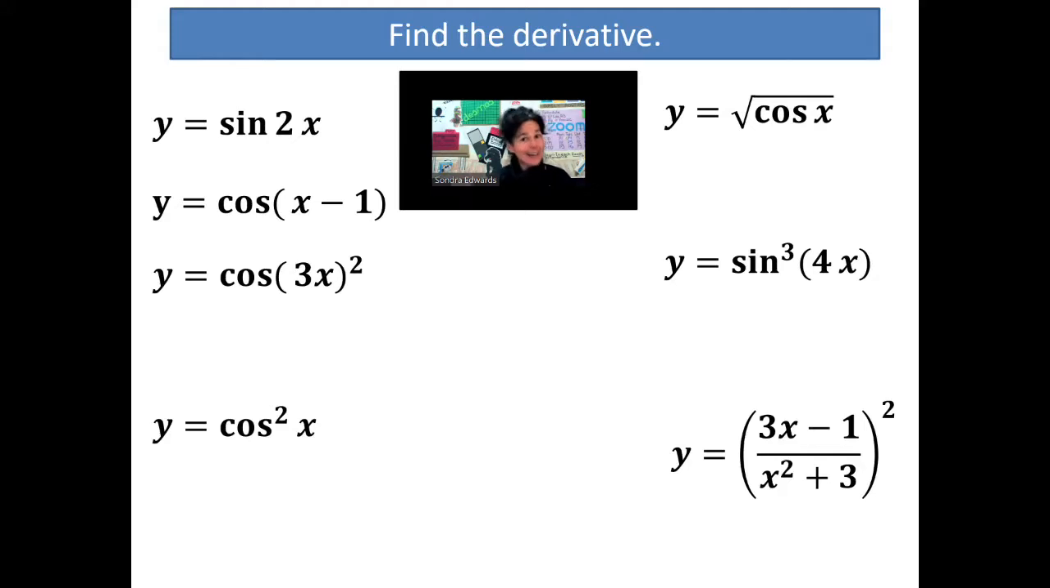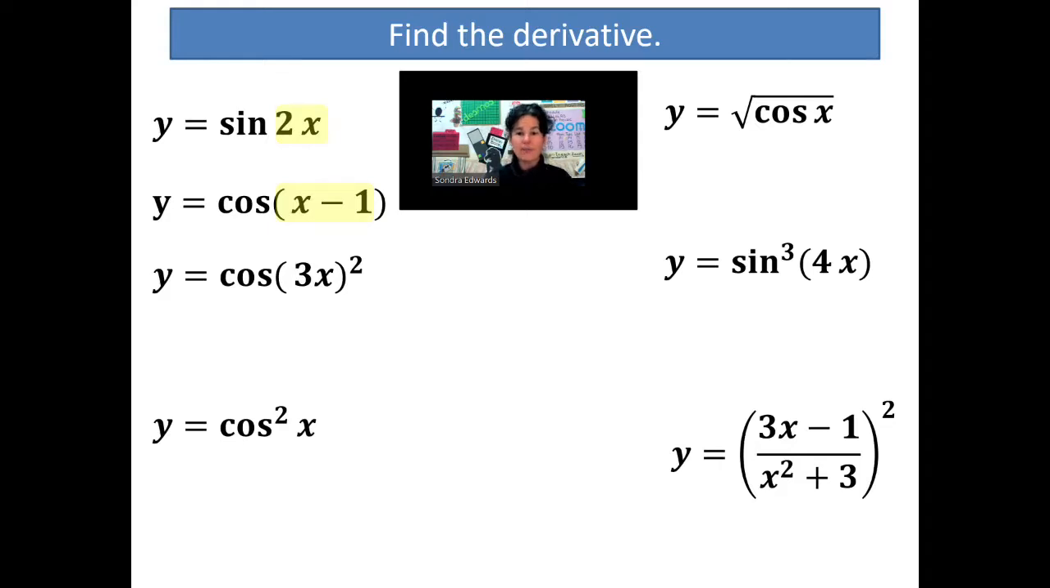Let's call out the ugly together. So this first one, 2x would be your ugly. So sine of ugly is cosine of ugly, chain on the derivative of ugly. So it's going to be cosine of 2x times the derivative of 2x. Okay, this next one, the x minus 1 is our ugly. So if it was just the derivative of cosine x, it would be negative sine x. But because it's cosine of ugly, we're going to have negative sine of ugly chain on the derivative of that x minus 1.